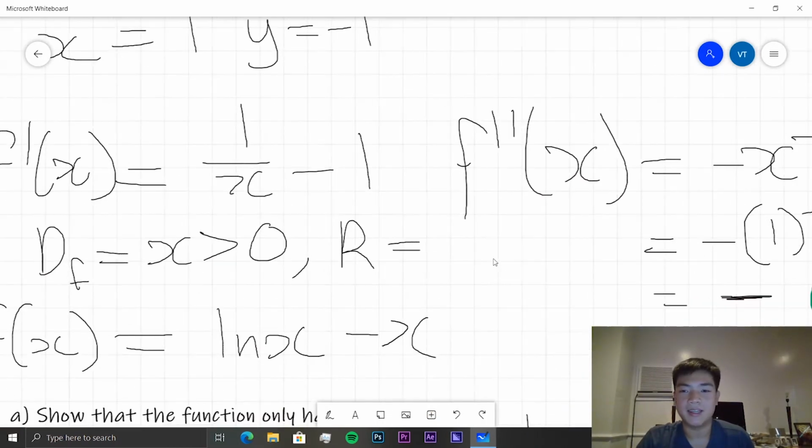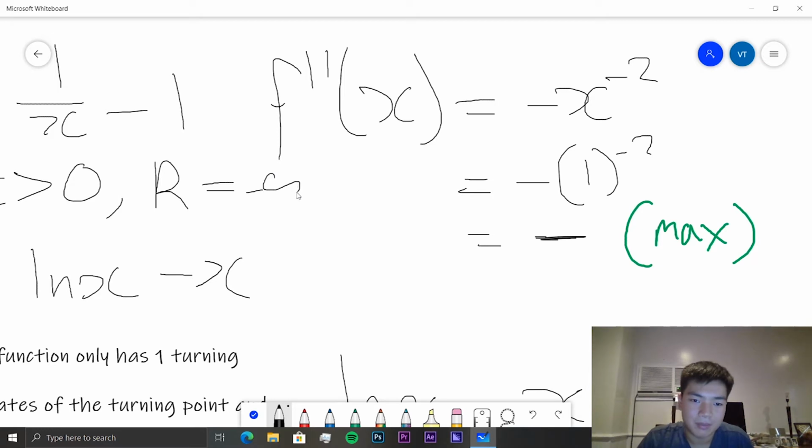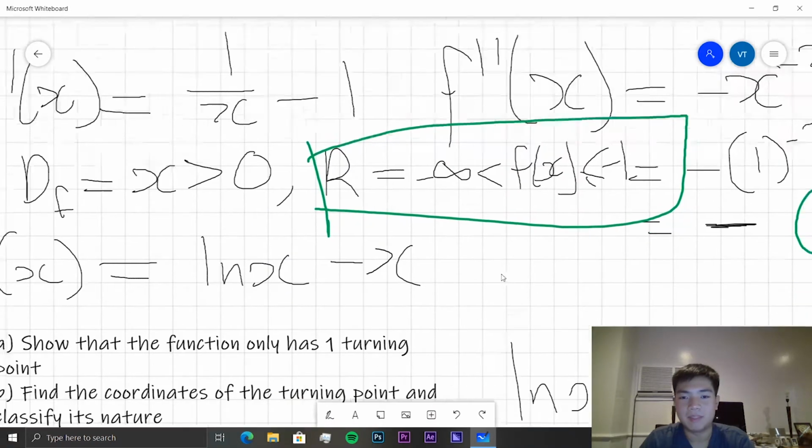If we know that there's one turning point and that it's a maximum, it means that the range is just any number below that maximum. So negative infinity is less than f of x, which is less than or equal to the maximum, which is negative 1. Equations of any asymptotes, though.